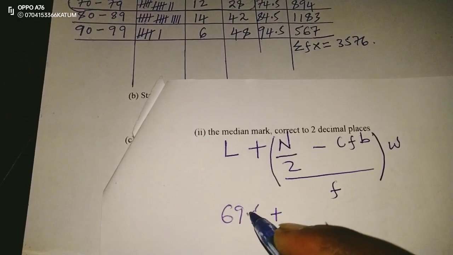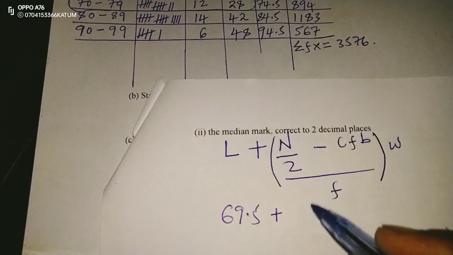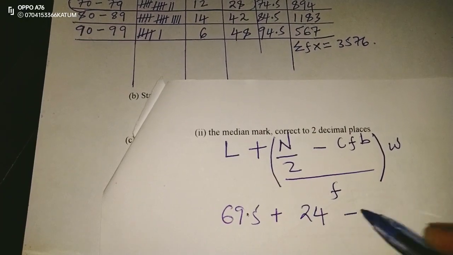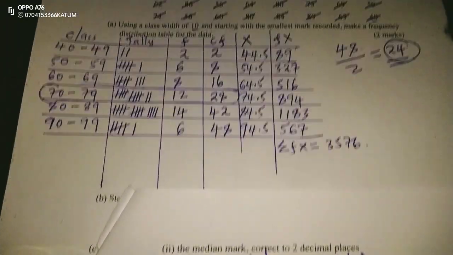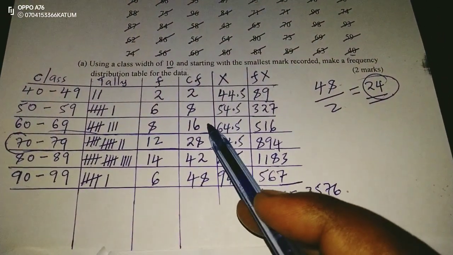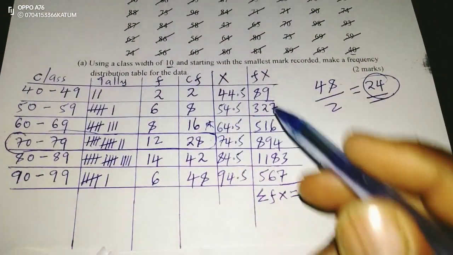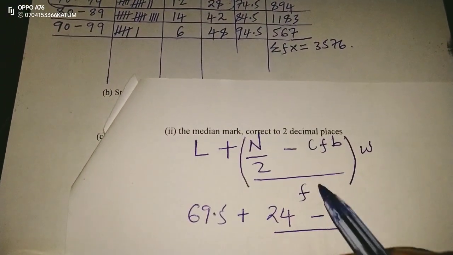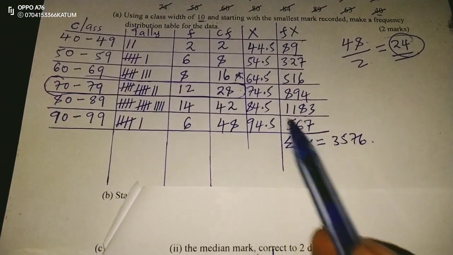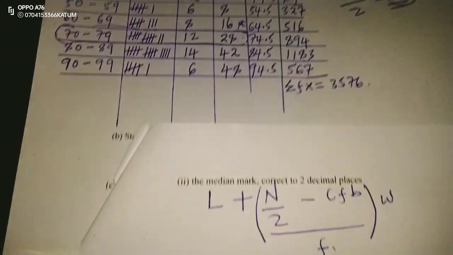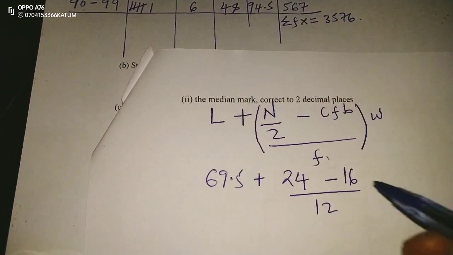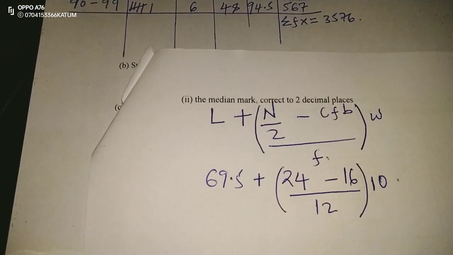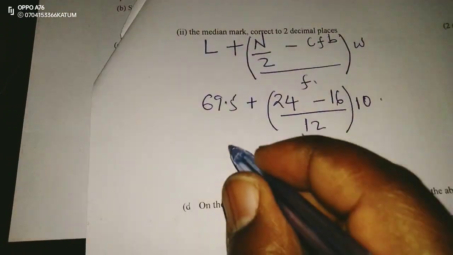69.5. Then I'm going to add n over 2, which is 24, minus the cumulative frequency just before the median class, which is 16. Divide by the frequency of the median class. Now that this is the median class, the frequency is 12, times the class width, which is 10.